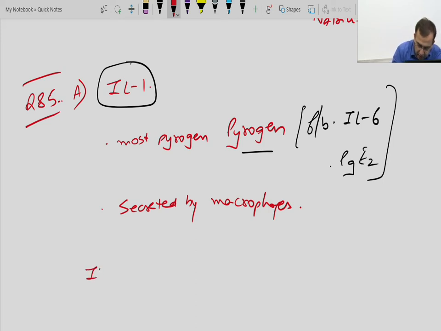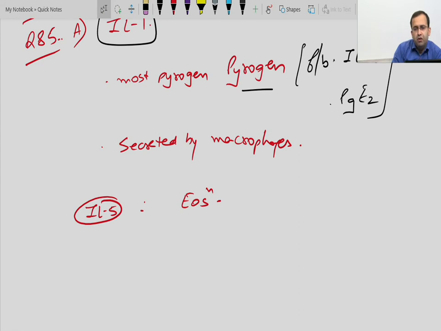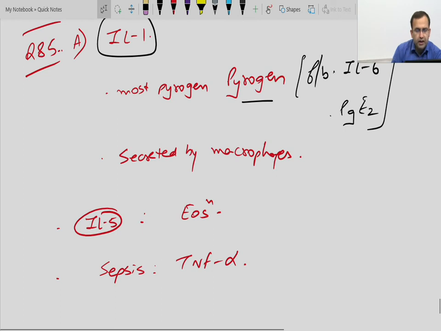Next, let us have a recap. Interleukin 5 has the most potent role in eosinophils. Next point, pyrogen we have already seen. Next, the main role in sepsis is TNF alpha. This again is asked. Main role in sepsis, TNF alpha. Add one more point.